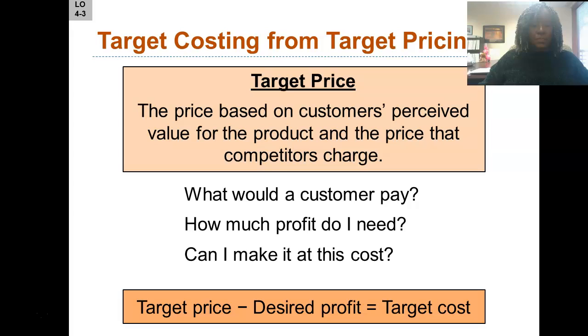And again, we're talking about how do we affect price? How do we determine price? And using that information to determine production or the variable costs in those production lines. How can we reduce costs? How can we control our variable costs in order for us to increase our contribution margin and ultimately our operating profit? So target costing from target pricing.